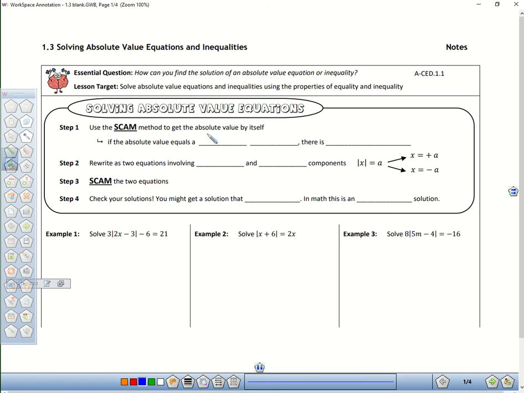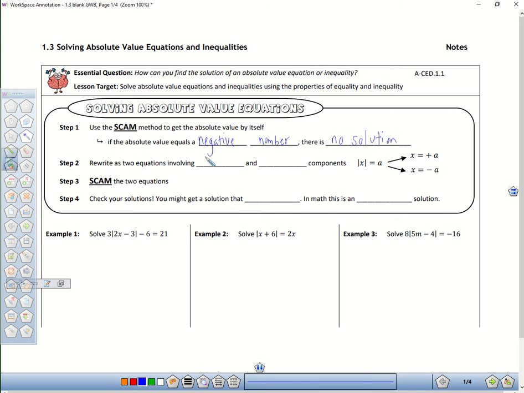If the absolute value equals a negative number, there is no solution. And that's because absolute values represent a number's or expression's distance from zero, and distance cannot be negative. So that's why there would be no solution.